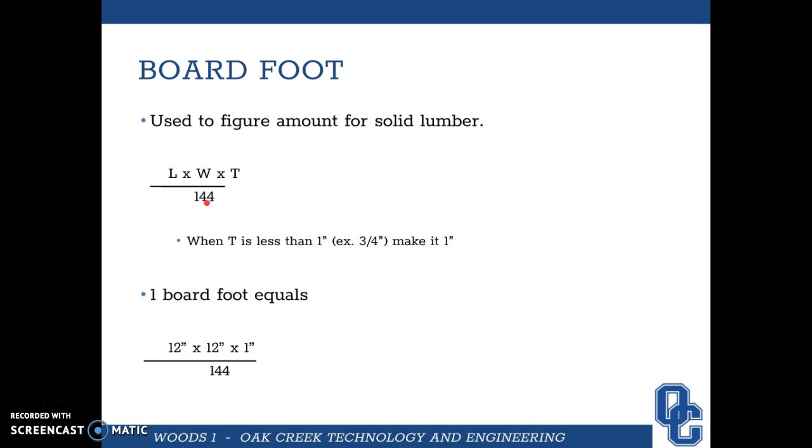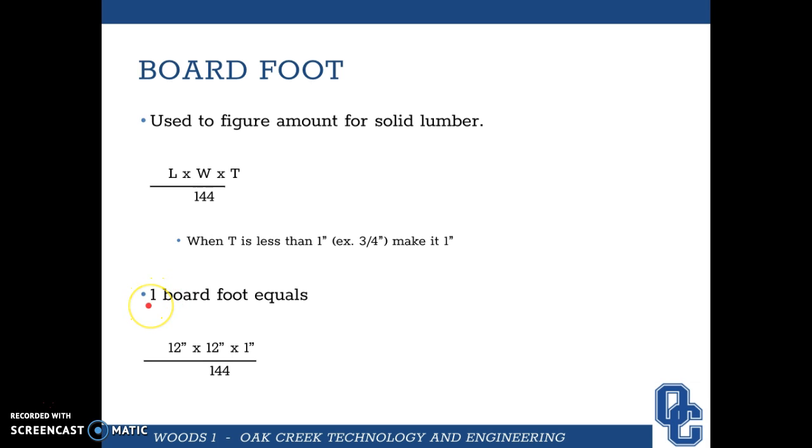Now, one thing I need you to be aware of is that when the thickness of your material is less than 1 inch, say like 3/4 of an inch, like the projects you've been working on, we just round it up to a full inch. It just makes life a little bit easier as far as math goes, and it's not that big of a difference when it comes to price.